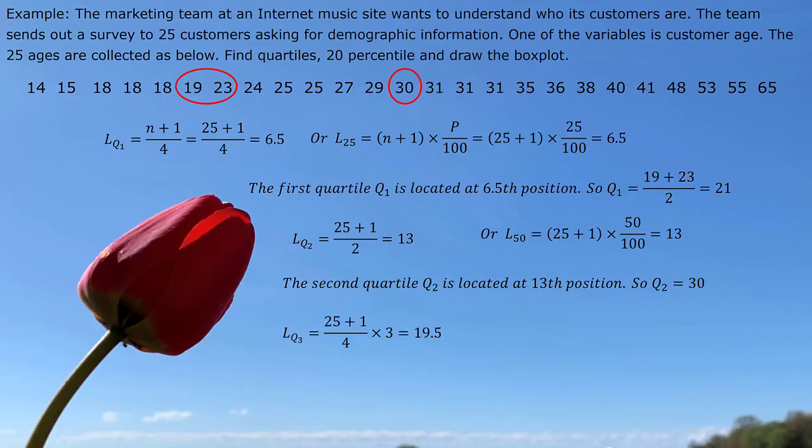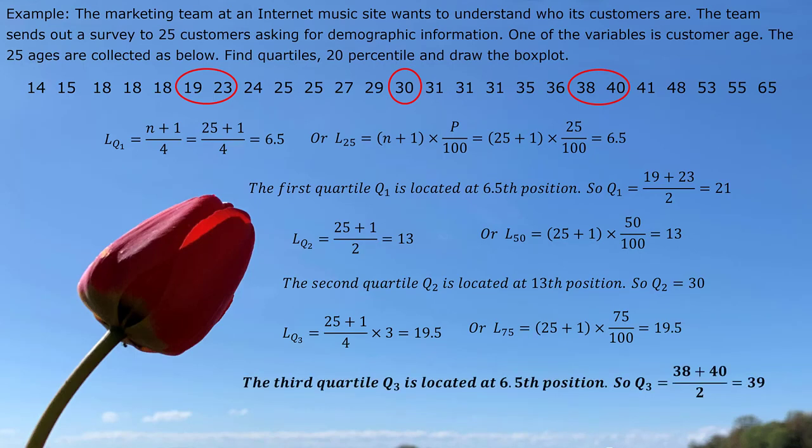Similarly, we can find the location for the third quartile. We use 25 plus 1 divided by 4 and then multiply by 3, which gives us the value 19.5, the location. 19.5 is between the 19th and 20th position. So we can find the third quartile by using the midpoint of the values on the 19th and 20th position. 38 plus 40 divided by 2 gives us the value 39.